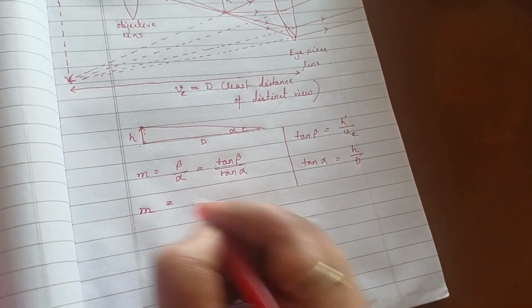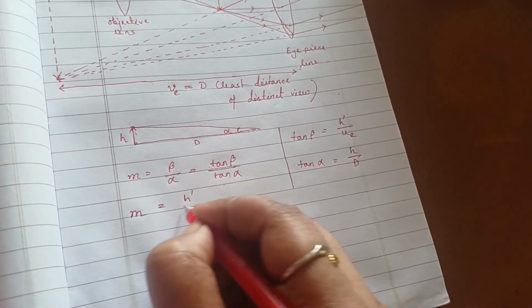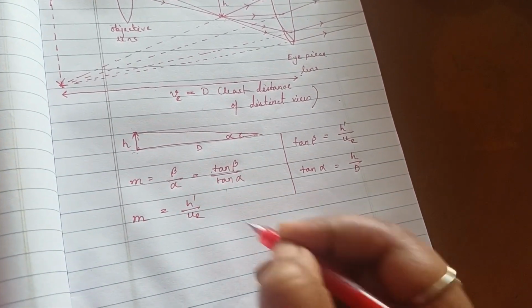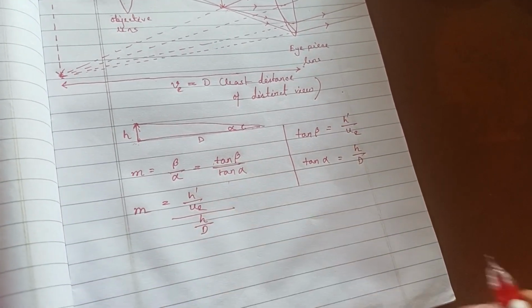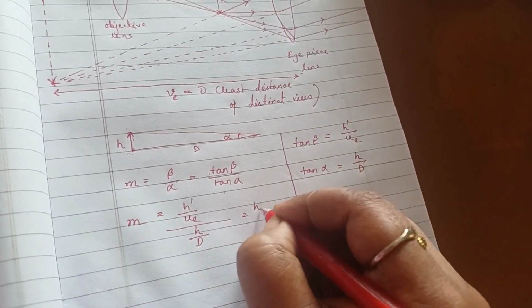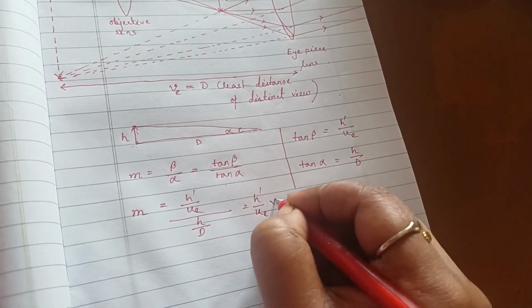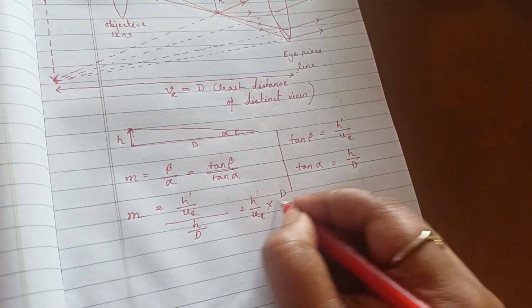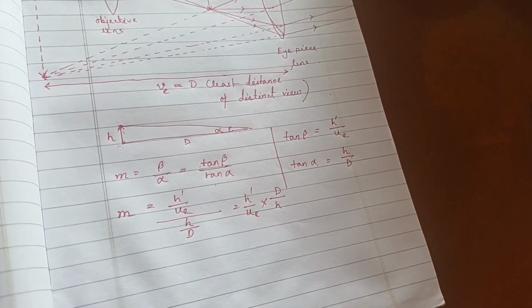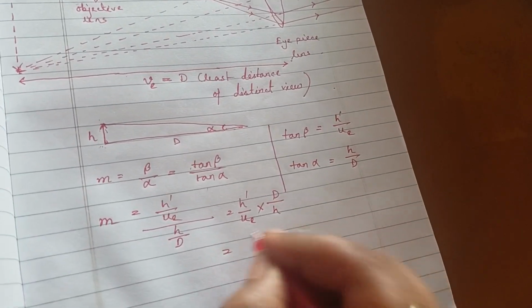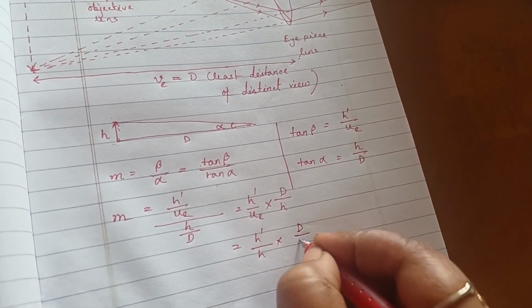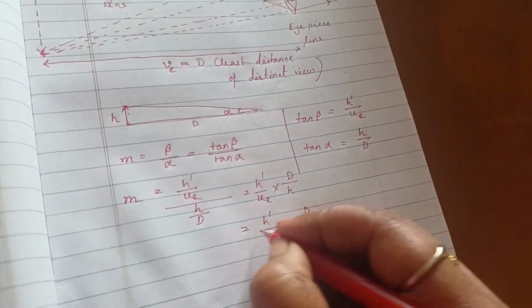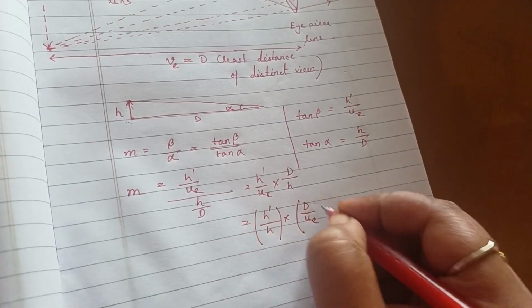So we are going to write tan beta as h dashed by ue divided by tan alpha, which is h by d. So if I do it, h dashed by ue into, this is going to be reciprocal, so d by h. So if I just rearrange them, it becomes h dashed by h into d by ue. Remember this, h dashed by h and d by ue.